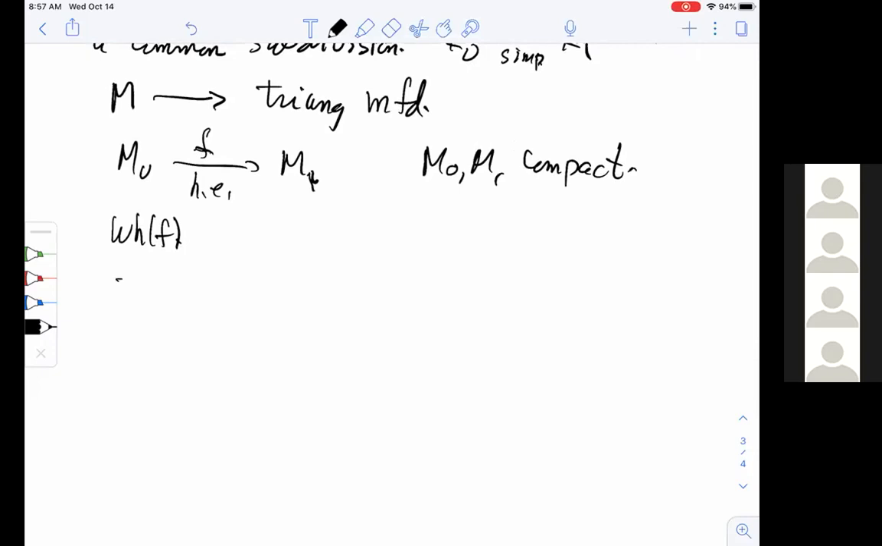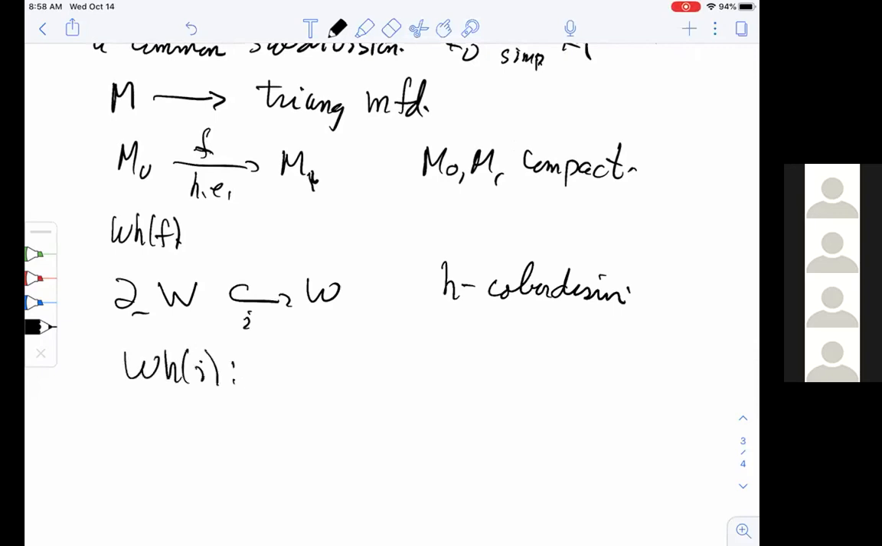And we're, of course, most interested in the case of an s-cobordism. So suppose this is the inclusion of the negative boundary in an s-cobordism. Well, these are smooth manifolds, so you have the Whitehead torsion of the inclusion.